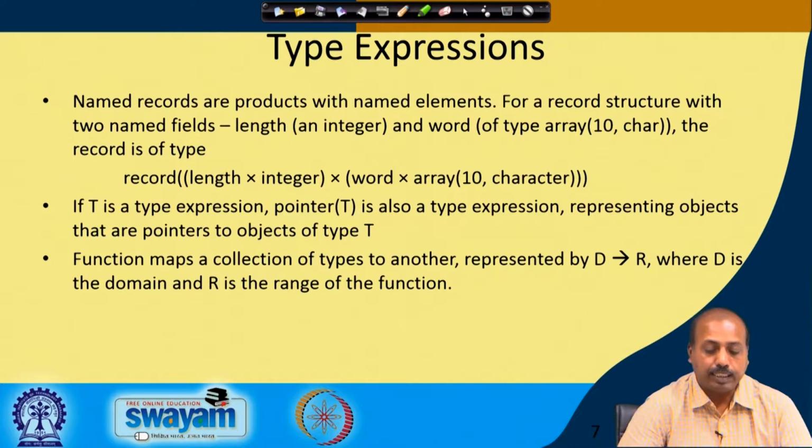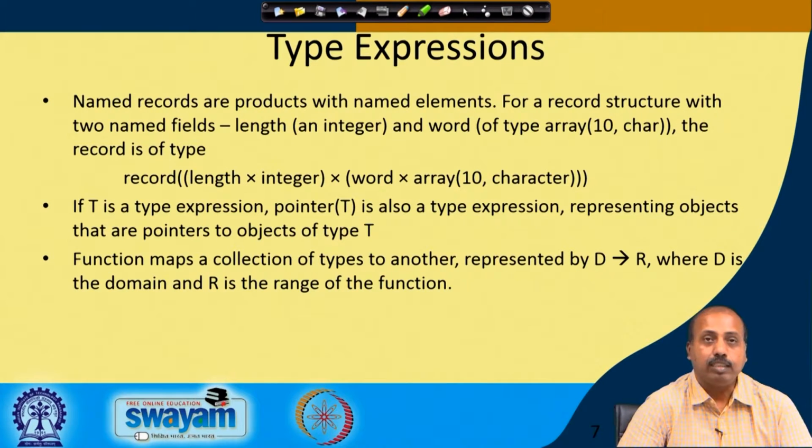Then if T is a type expression, then pointer T is also a type expression, representing objects that are pointers to objects of type T. This is quite common, in almost all the programming languages that support pointers, we will have some way to specify this. So, as a compiler designer, we have to support this pointer type, and pointer T is a type expression. It will represent pointers to objects of type T.